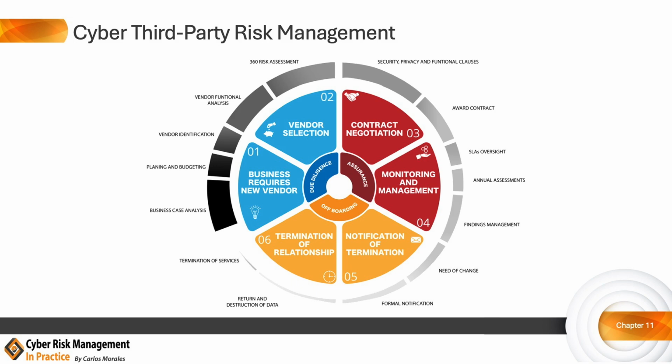The key is to align the level of assurance with the level of risk. You don't need to treat every vendor the same, but you do need to know who deserves more attention and why. Incident response and vendor-related events. Assurance also includes being ready for when something goes wrong. That means your incident response process must include third parties.